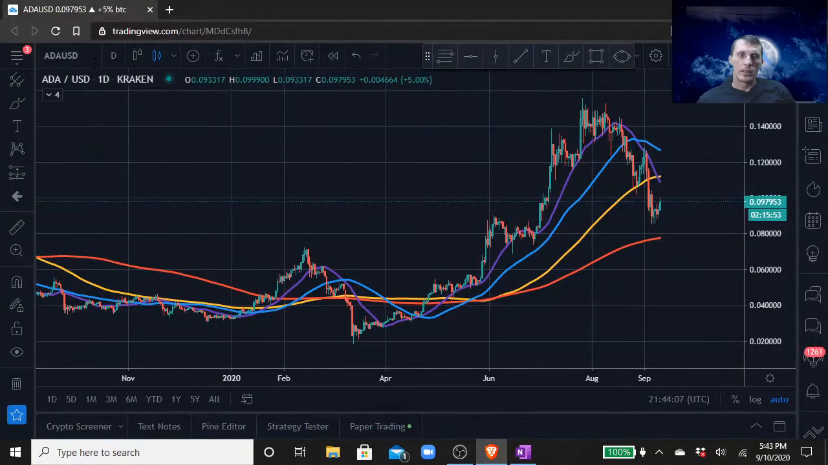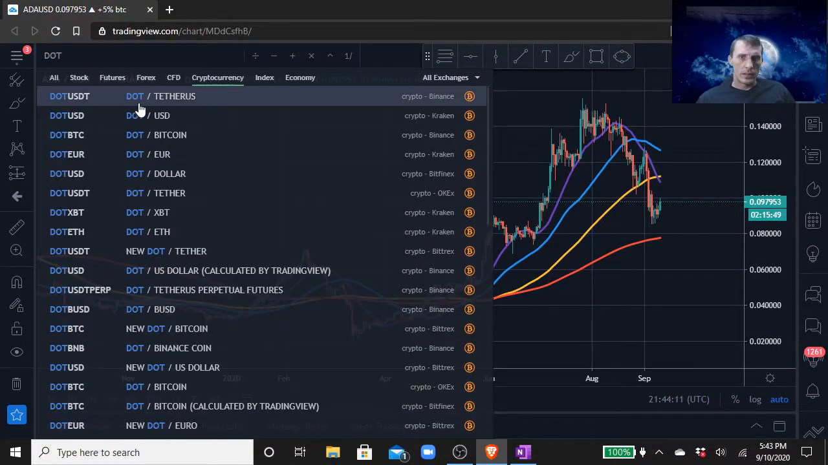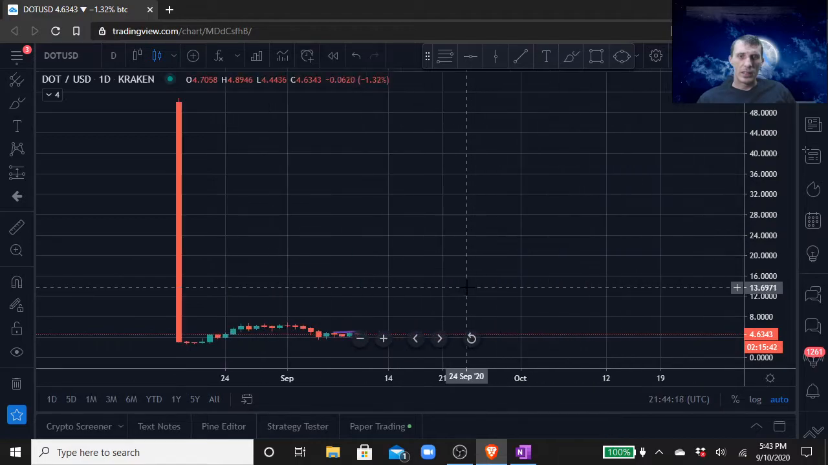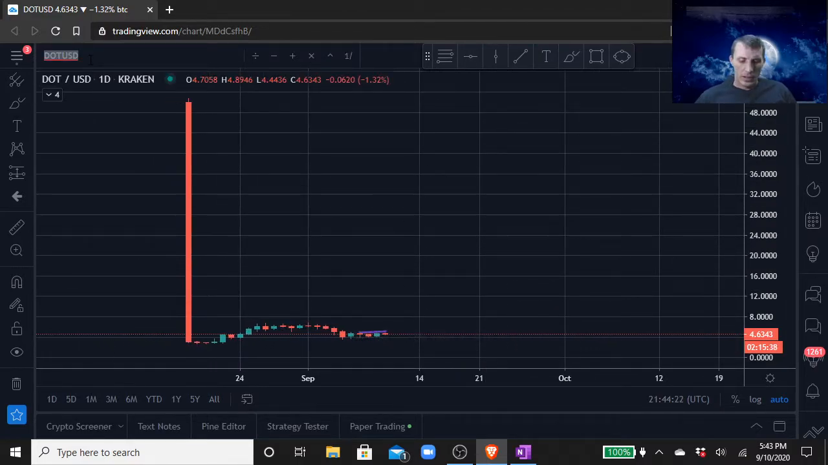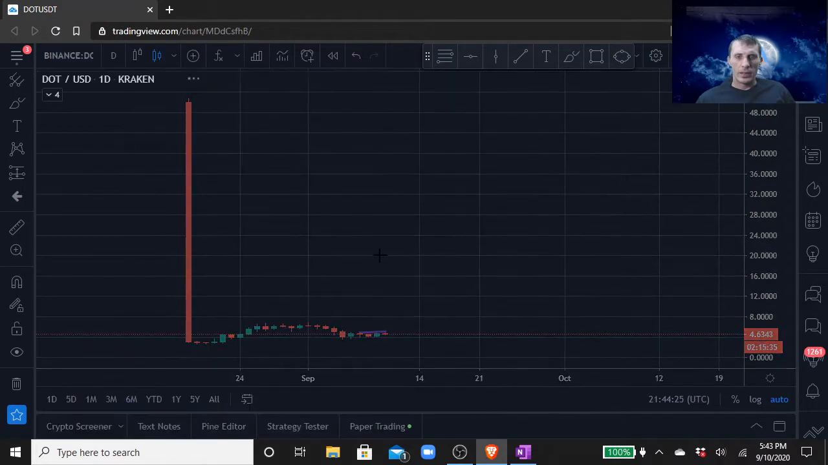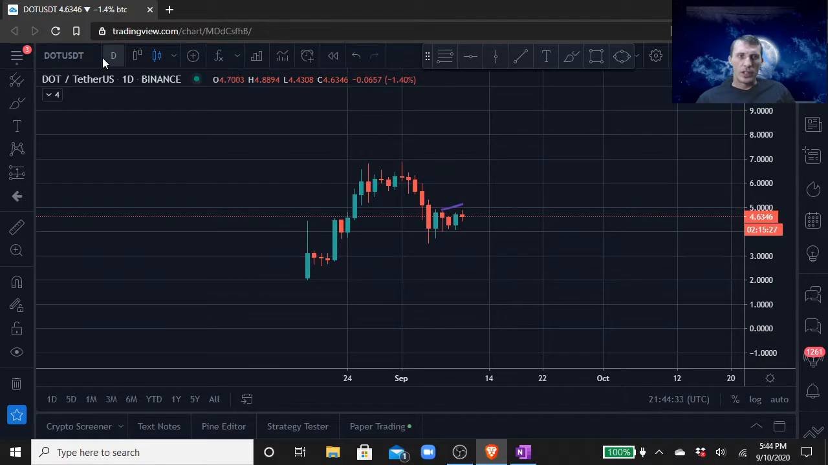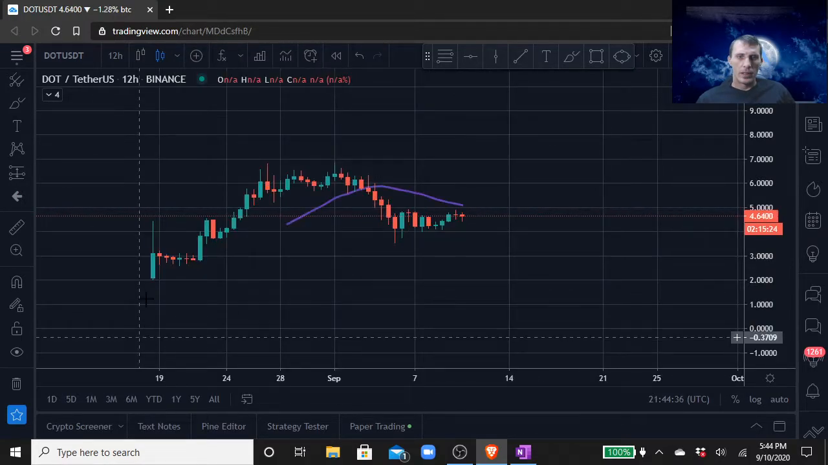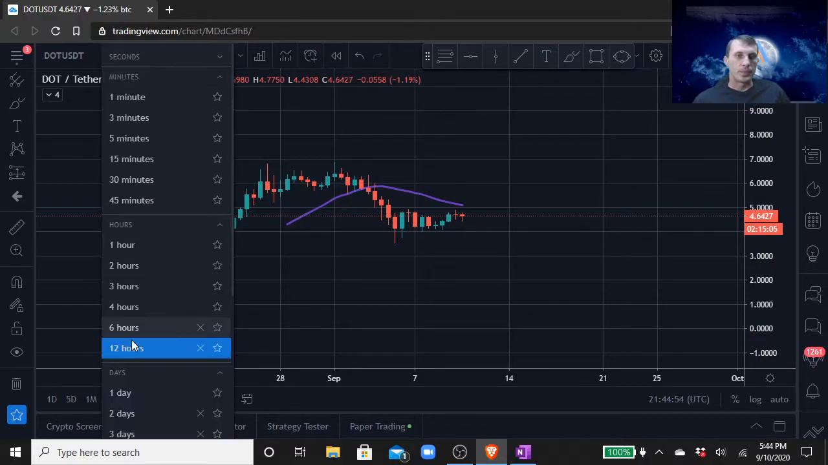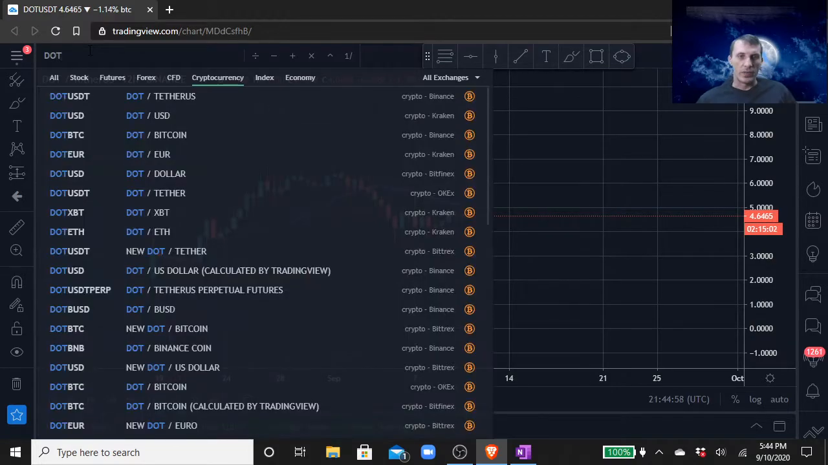DOT USD. Not very much on the daily. Let's see if we can find different. DOT USDT. Not too much. I'd be looking for at least a test of the $5 area again for a short opportunity. $4 is very good support for DOT. Not very much information on it. It's pretty new.